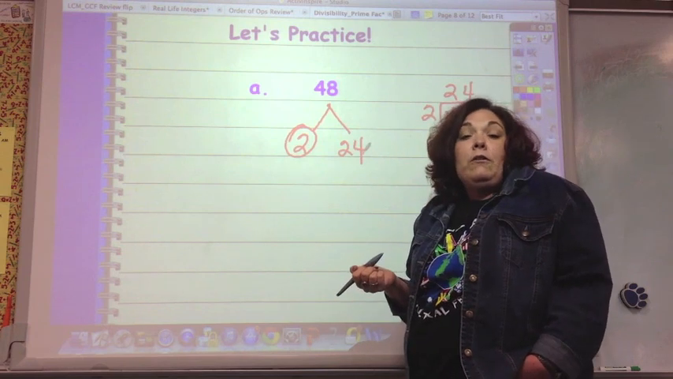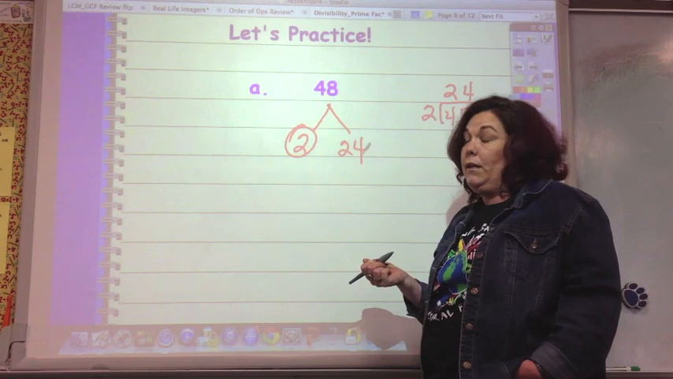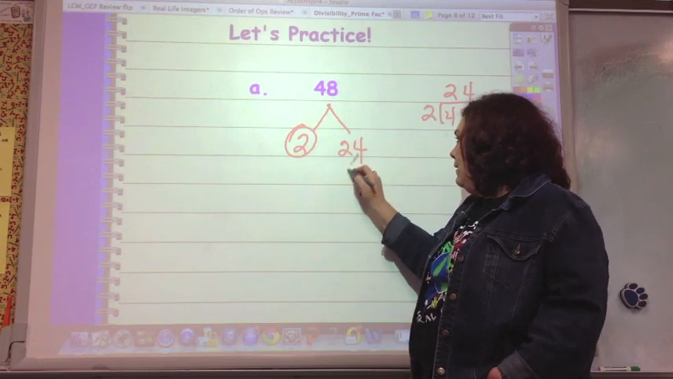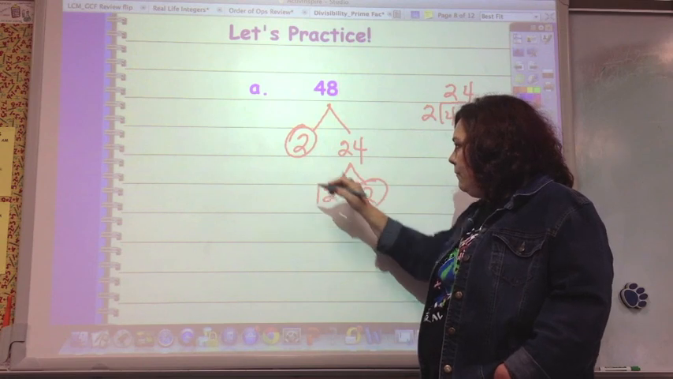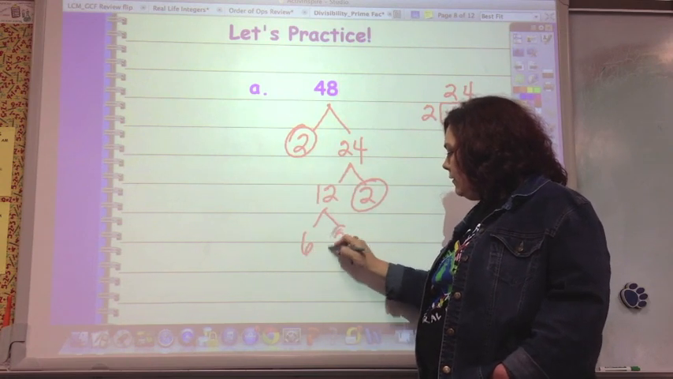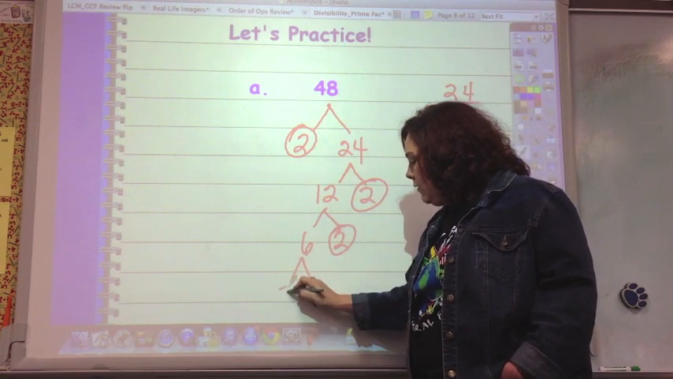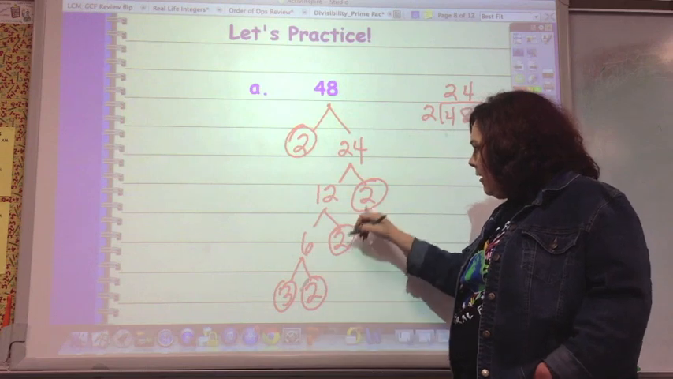Or do I know any bigger numbers? 2 numbers that multiply together. Well, I can think of lots of numbers that multiply together and give me 24, but let's just say 12 and 2. And I circle the prime. I've circled the prime here. And 12 goes to 6 and 2, and 6 goes to 3 and 2. And I've circled my prime numbers.